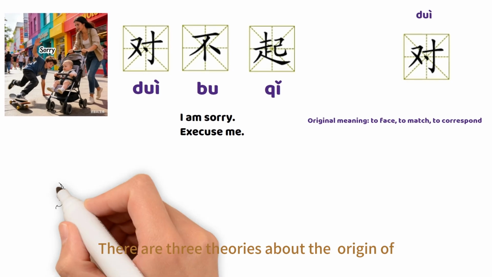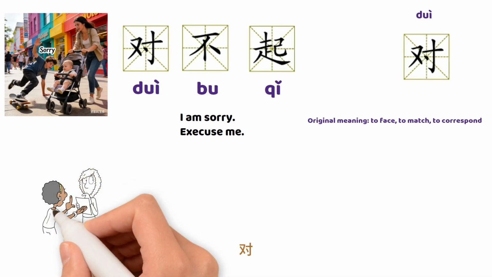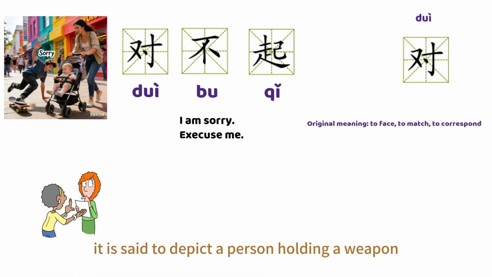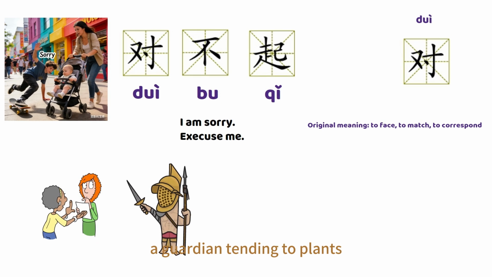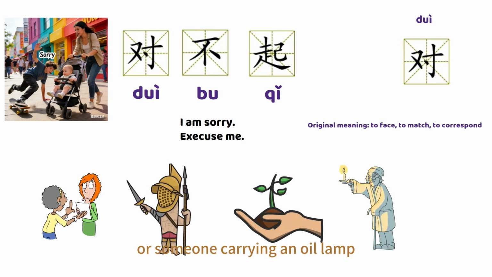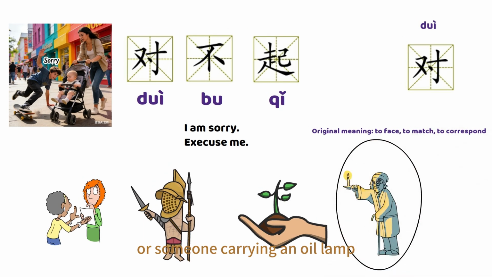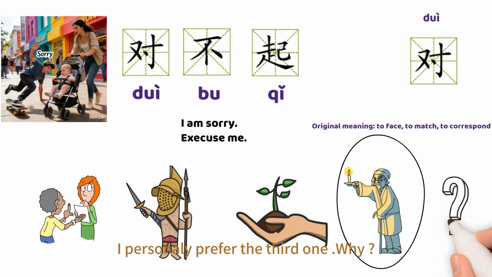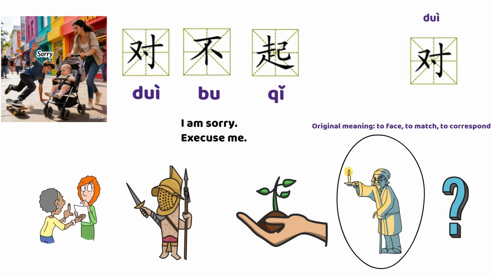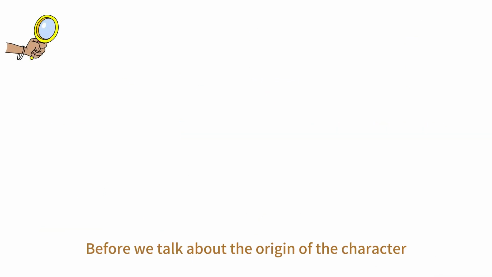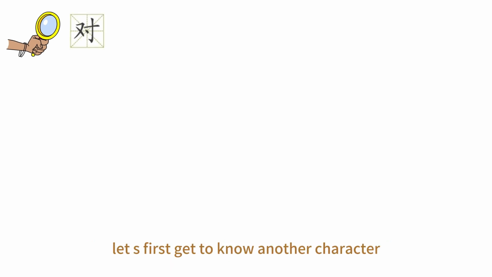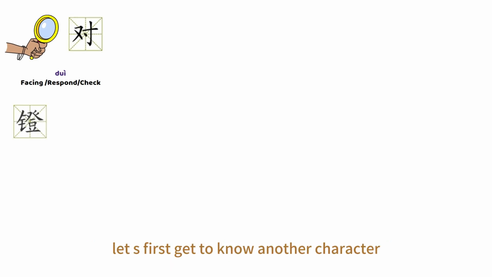There are 3 theories about the origin of 对. It is said to depict a person holding a weapon, a guardian tending to plants, or someone carrying an oil lamp. I personally prefer the third one. Why? Before we talk about the origin of the character 对, let's first get to know another character.